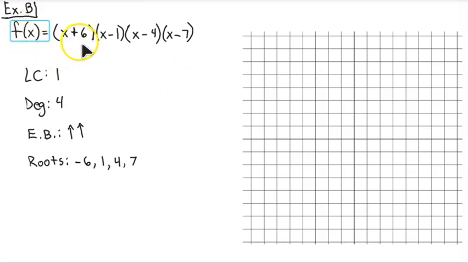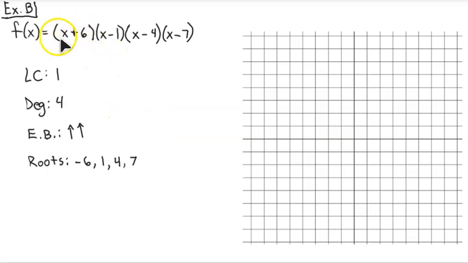All right, now here's an example. We see our function, it's 4 factors right here, x plus 6 times x minus 1 times x minus 4 times x minus 7. And you can see that the number up in front here is 1, and in front of each of the x's is also a positive 1. So 1 times 1 times 1 times 1 times 1 is 1. So the lead coefficient is 1. There are 1, 2, 3, 4 x's all being multiplied, and so that means this has a degree of 4, and therefore the end behavior is going to be up, up.